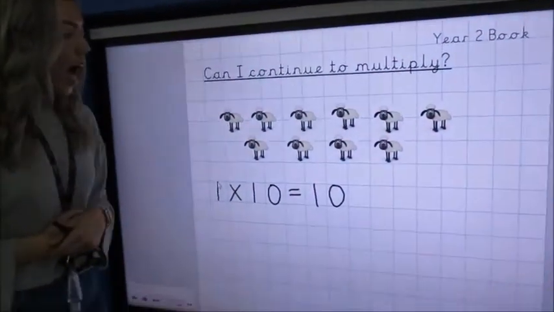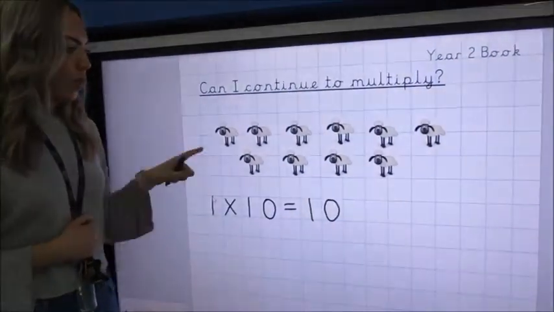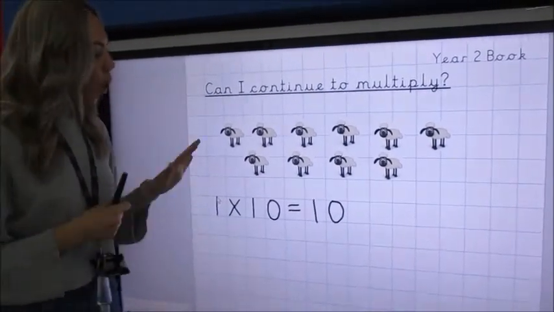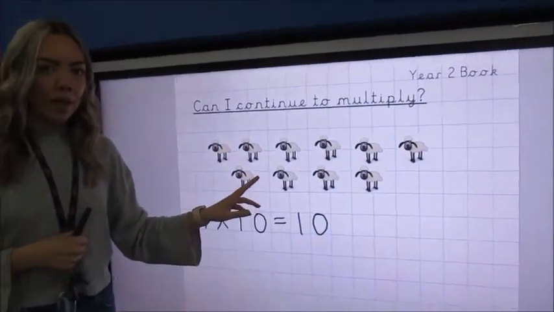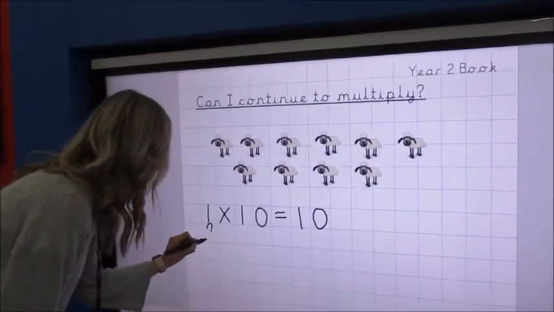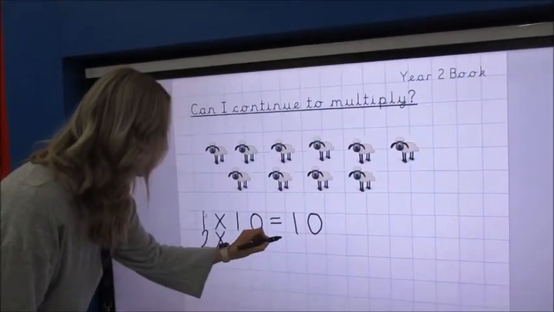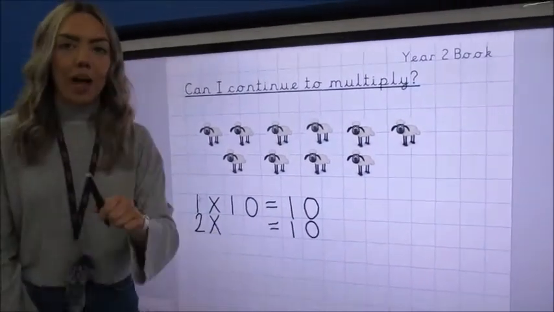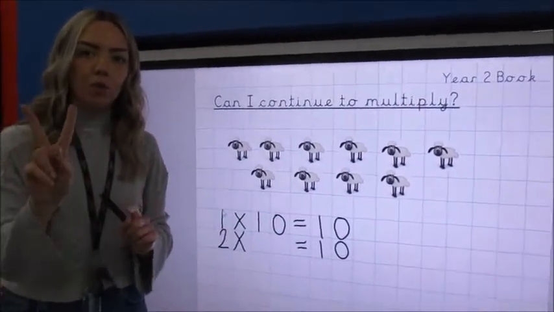Now, let's see if we can do 2. So we've got 10. We know our answer will be 10. But what do we need? How many would be in each group if we had 2 groups? So 2 groups, so 2 lots, 2 times something is going to equal 10. And we're going to do that, like yesterday, by moving them now into 2 groups, okay?